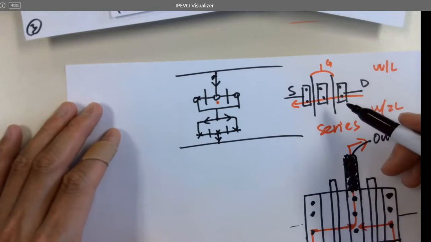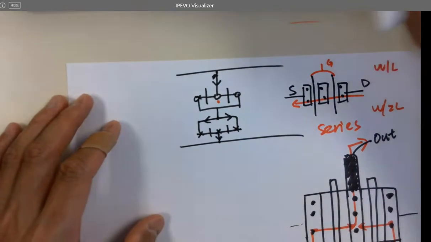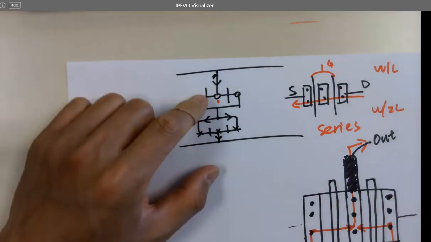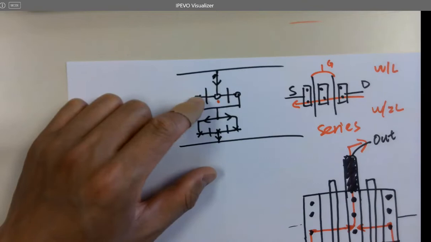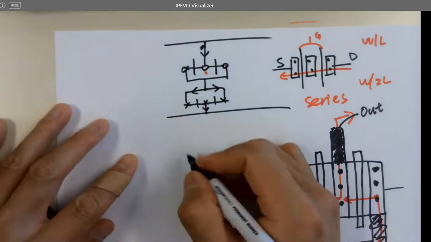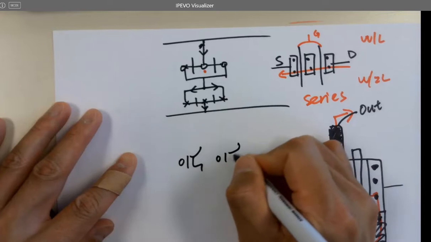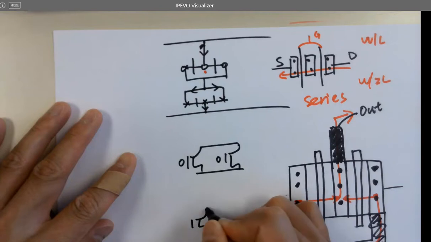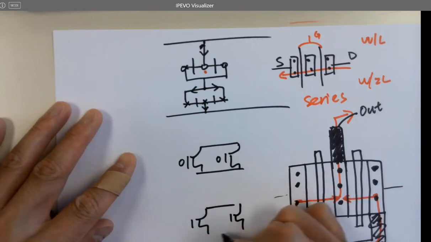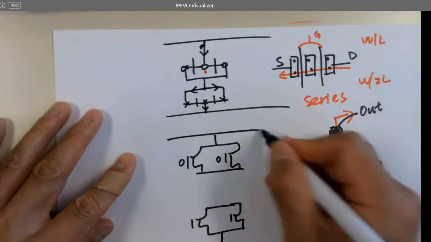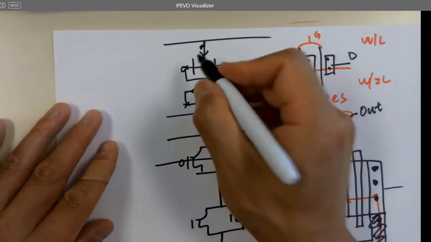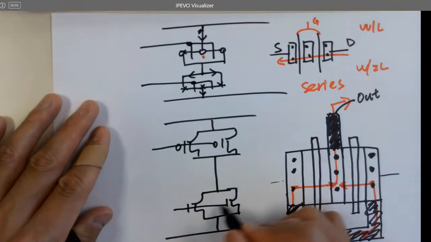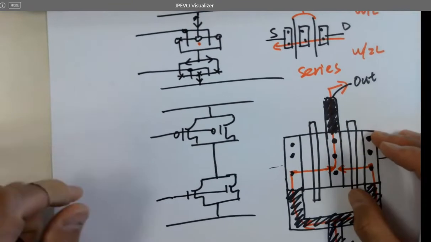That's the one that could be bigger. Yes, and let's see. Oh no, it's not an inverter. What is that? What is this? It is an inverter, but if I connect these two gates, this is this.